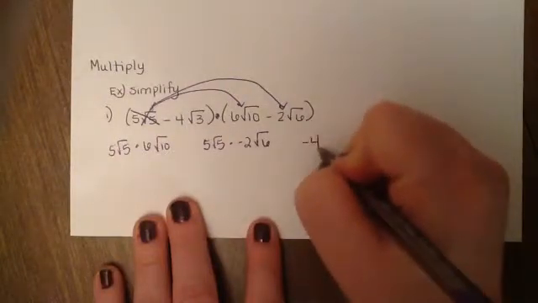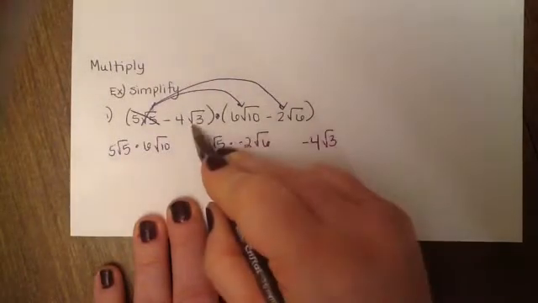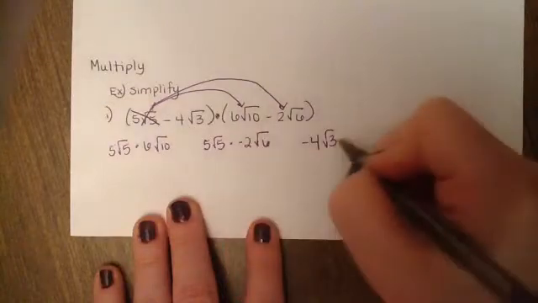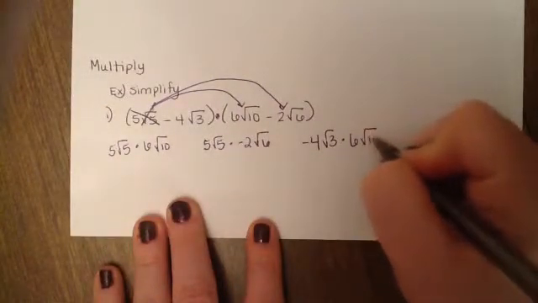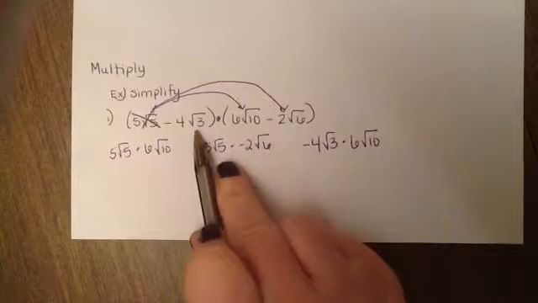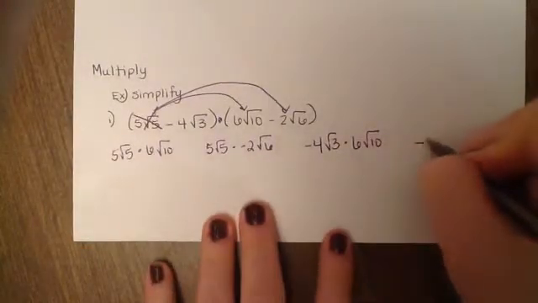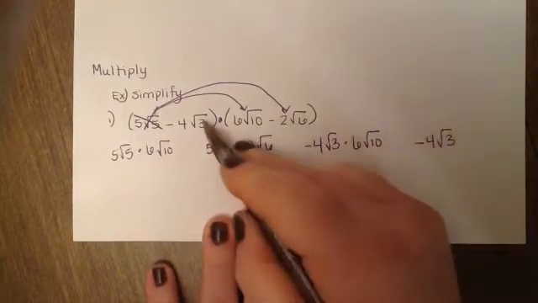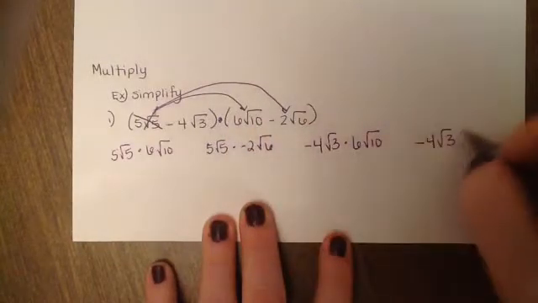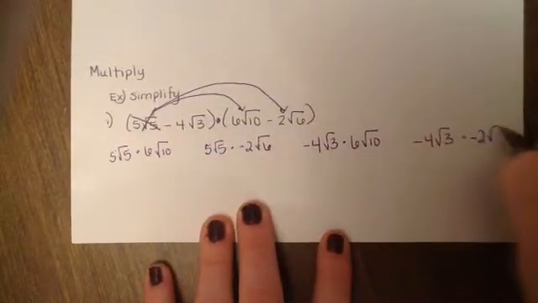Negative 4 root 3 times our first piece, 6 root 10, and distribute negative 4 root 3 all the way to the second piece, times negative 2 root 6.